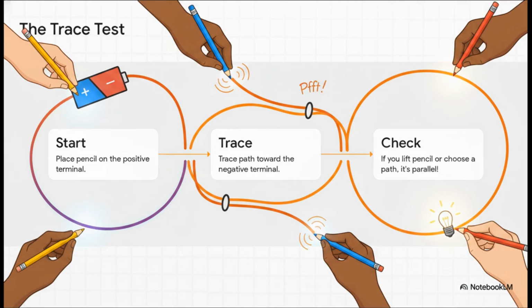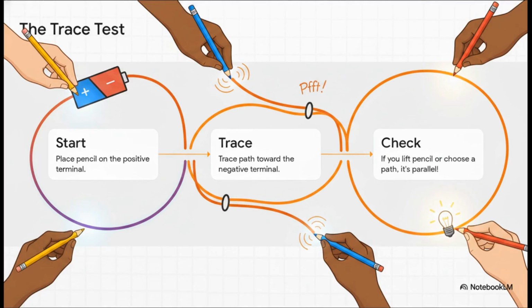Step 1, place your pencil directly on the positive terminal of the battery in the diagram. Step 2, trace the path of the current toward the negative terminal. And step 3, this is where the magic happens. If you can trace the entire circuit without ever lifting your pencil or having to choose between two wires, boom, you have a series circuit.